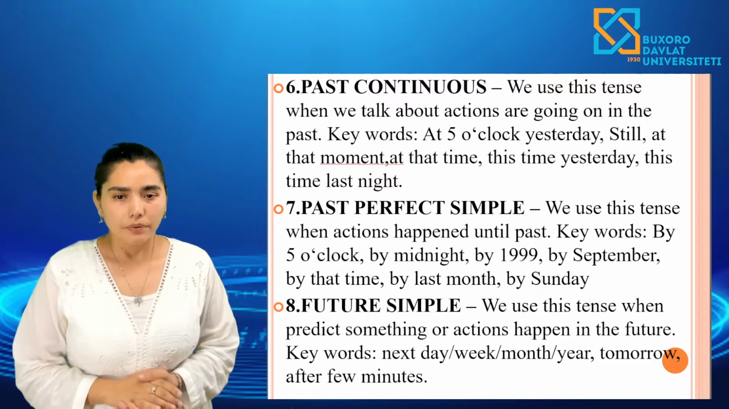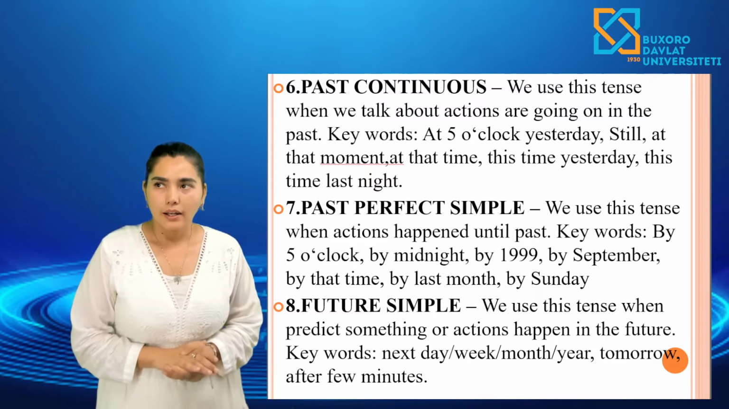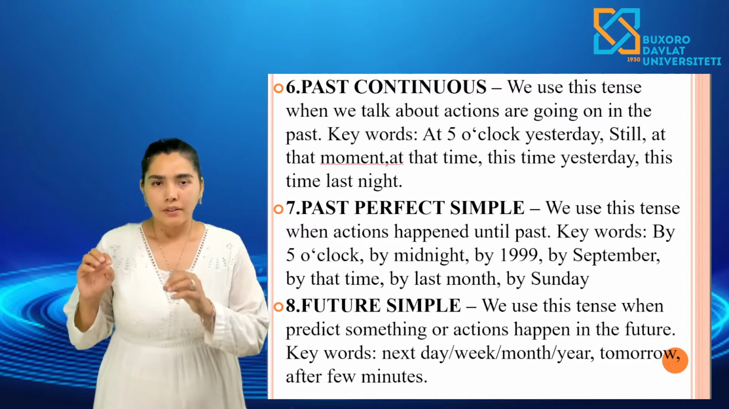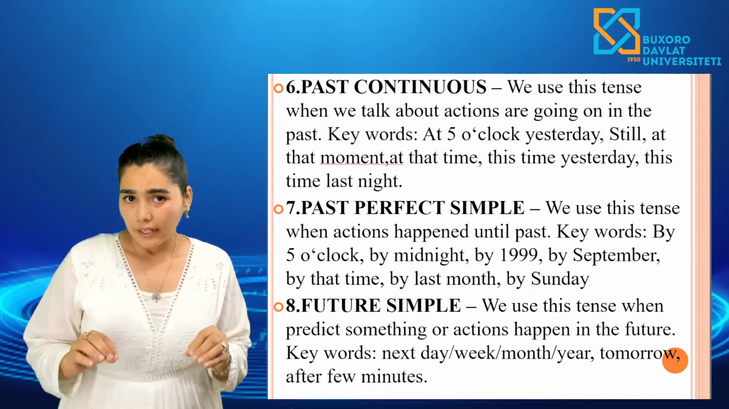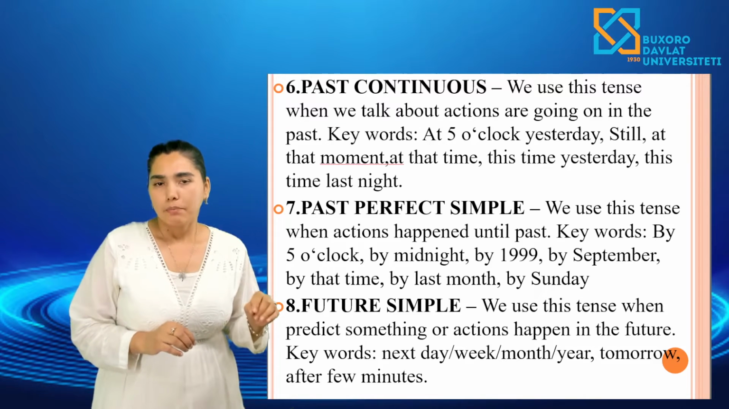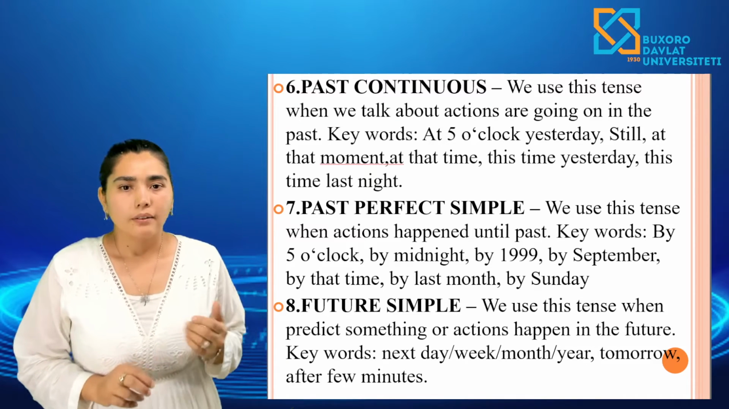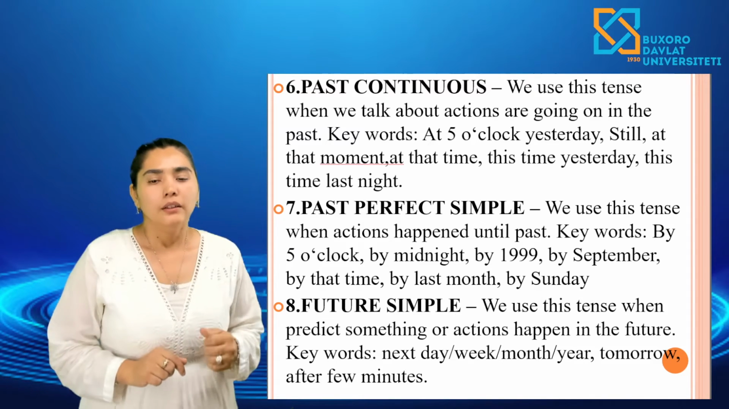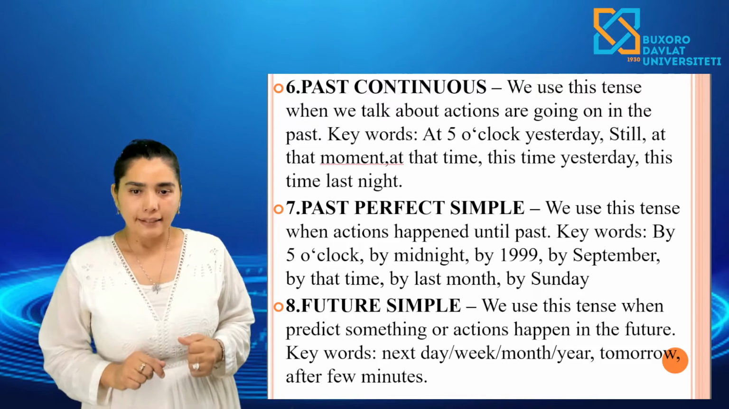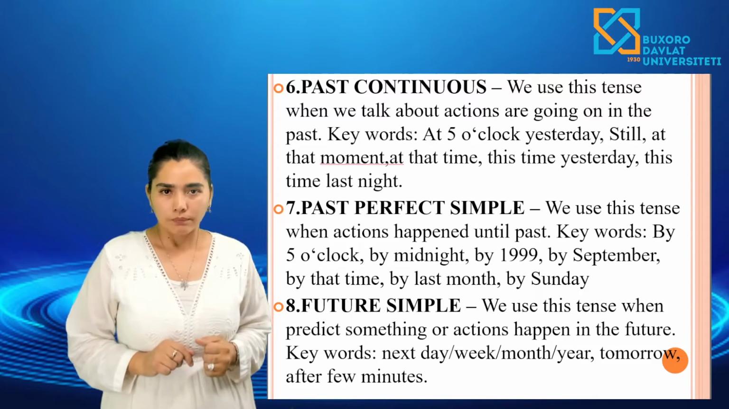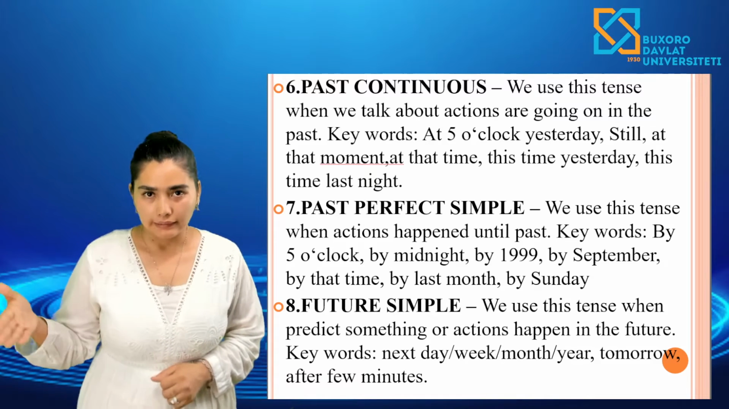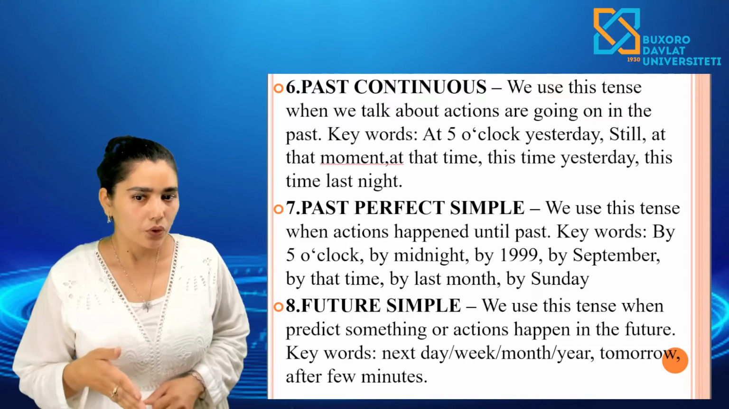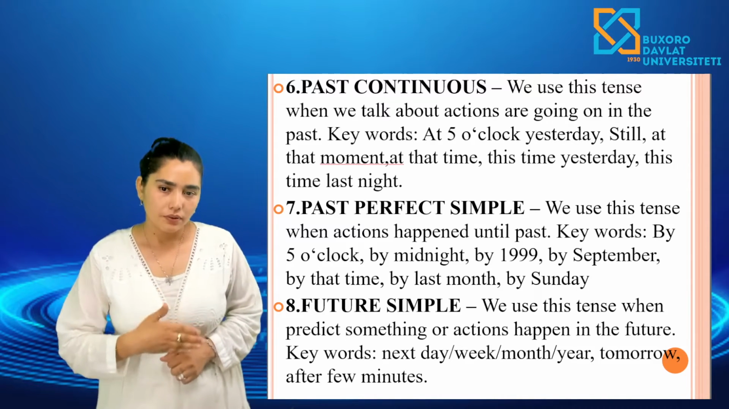For example, 5 o'clock yesterday, at the moment, at the time, at this time yesterday, this time last night, and so on. In the past perfect simple, we can use it for actions happening in the past, even before the past. One action happens first, then the past simple action happens, and then present simple actions will happen. Let me give you an illustration. For example, I had eaten this cake in 2002. First, I had eaten the cake, and then 2002 came, but now it's 2022.